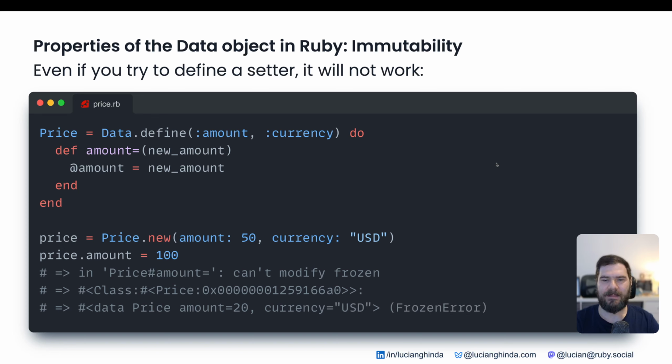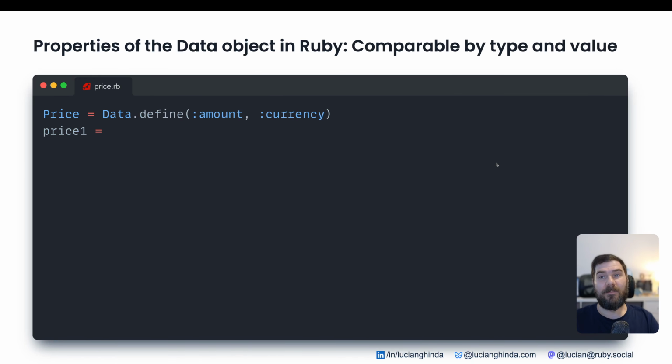And you'll see here that it gave me a frozen error. So it knows that I tried to change an internal variable which is frozen. And it's comparable by type and value.